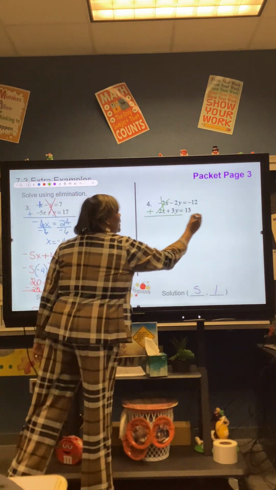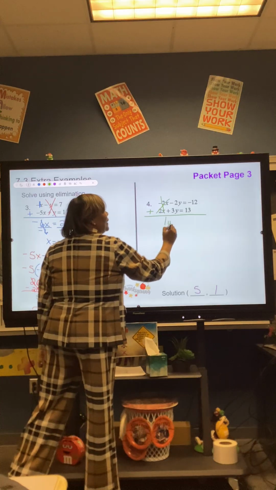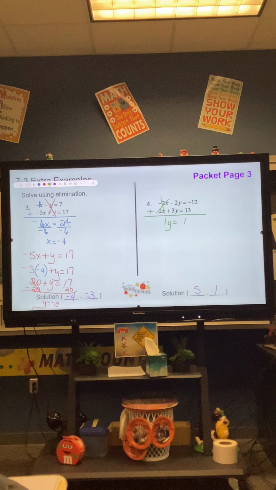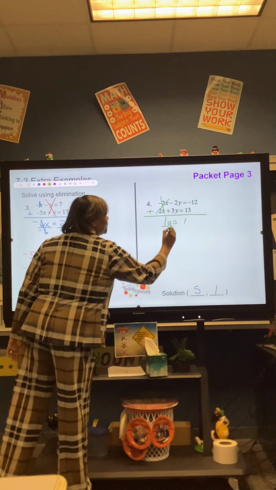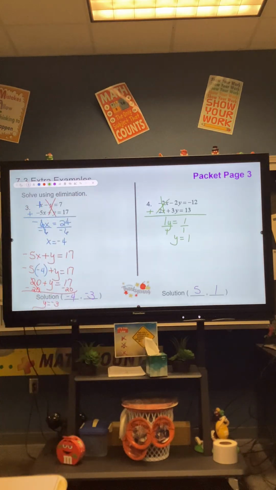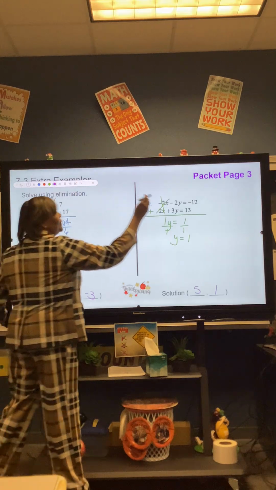We're gonna add this up. We should have 1y is equal to 1. A negative 12 plus 13. 13 is positive, that's why it's a plus. Divide both sides by 1. Y is equal to 1. Substitute that in for the y. I don't care which one you use. Choose one.